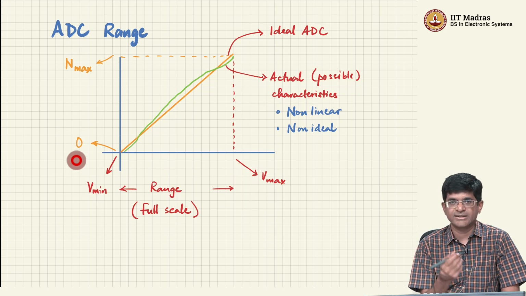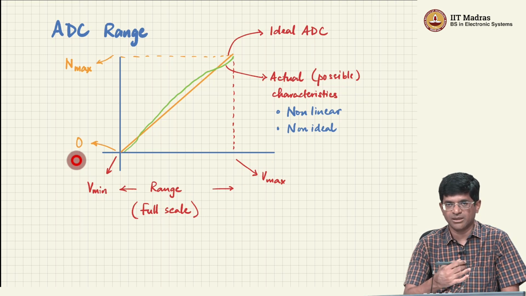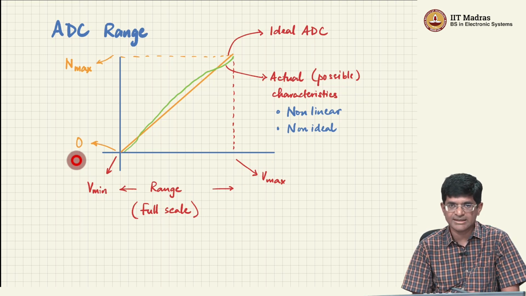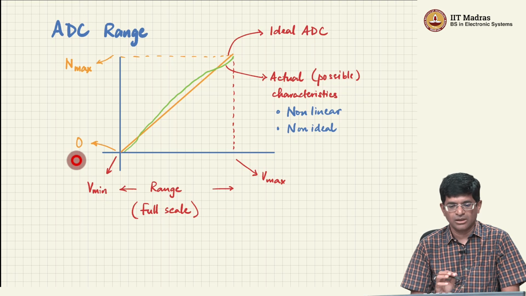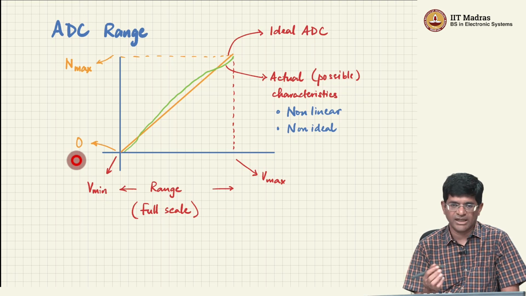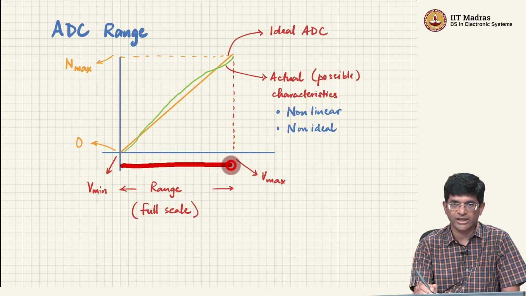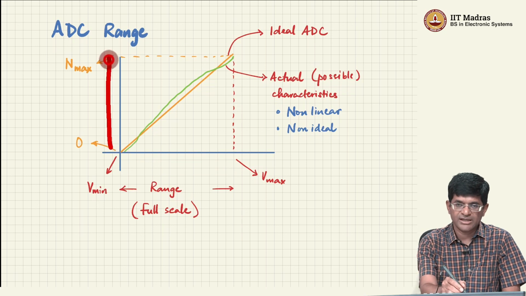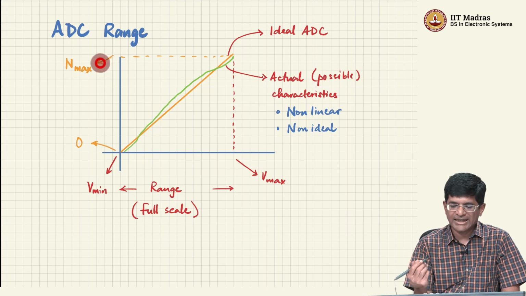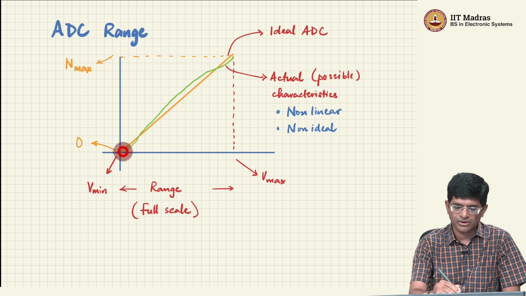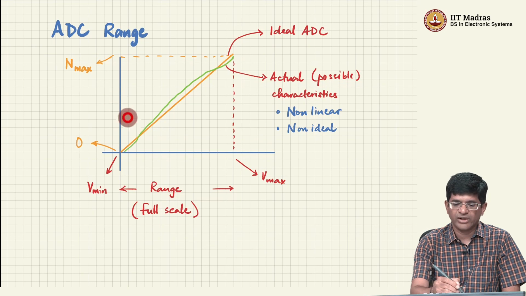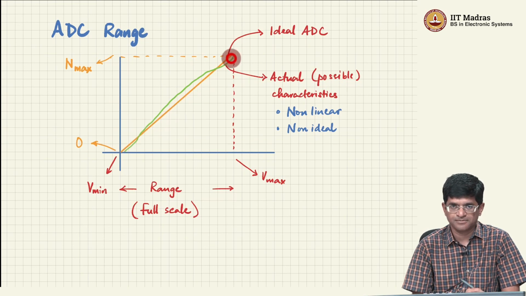Or you might say that at the circuit level, I'll make sure that I push everything up so that it goes from 0 to something else and then convert it. All that doesn't matter, right? The point is, there is a certain range of voltages and there is a certain range of numbers. The ideal ADC would say, as I go linearly across, the n value that I output will just follow that straight line exactly.